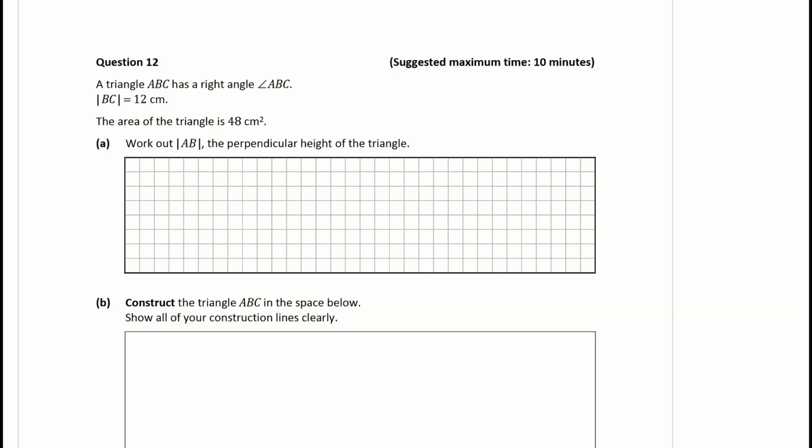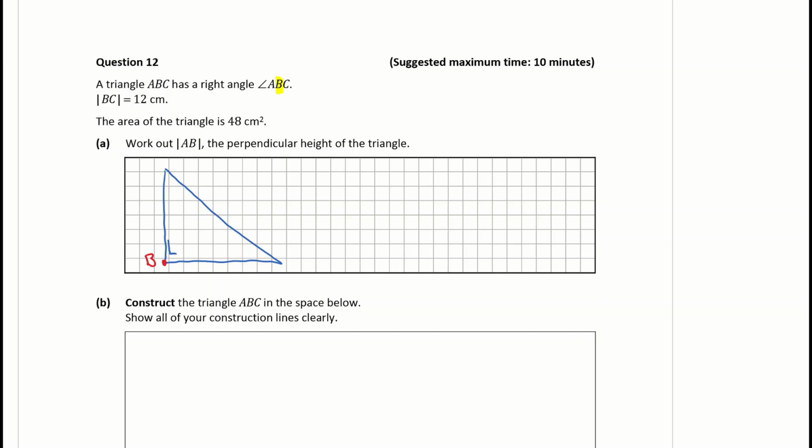Question 12, a triangle ABC has a right angle in it. So let's draw out this triangle. And it tells us that BC is equal to 12. And it's telling us here in the question that the B is the angle in the middle and it's the right angle. So this must be my angle B here, where the right angle is. BC is equal to 12.